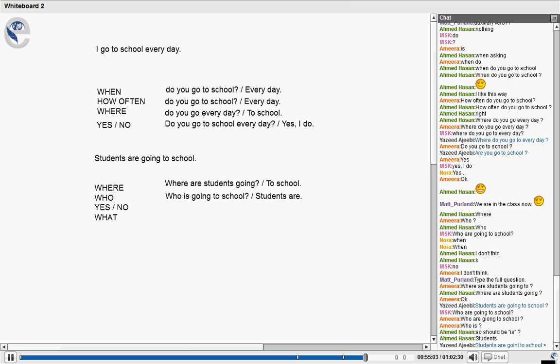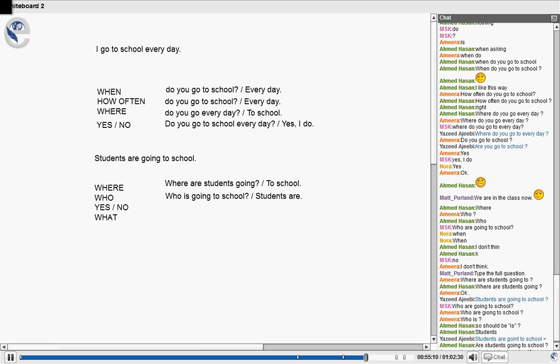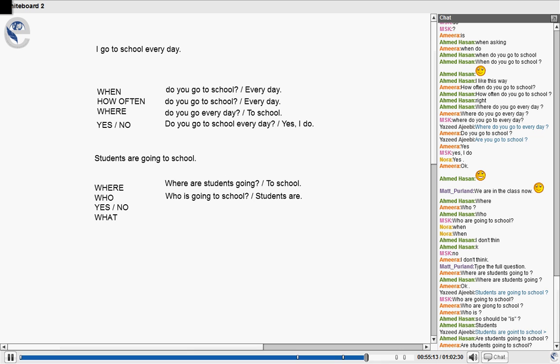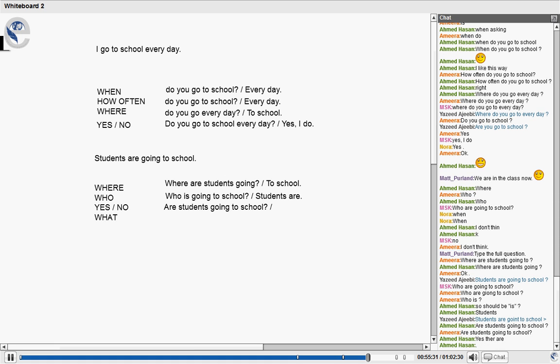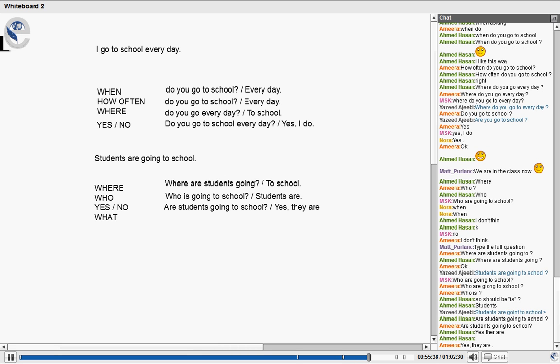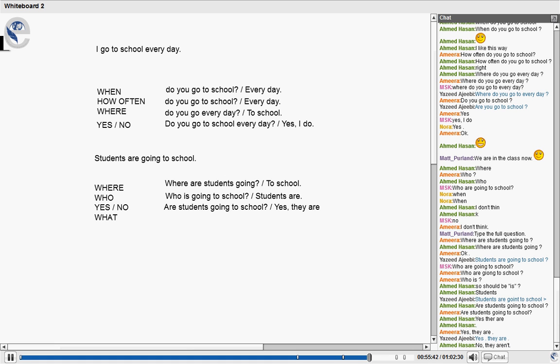Okay, yes/no question for this. So question with inversion. Change the word order. Yes/no question now. Answer must be yes or no. So yes, change the order. Auxiliary verb first. Are students going to school? And the short answer. Yes, they are. Or, well, we know they are because in the sentence they are. Or, if it was negative, no, they aren't.